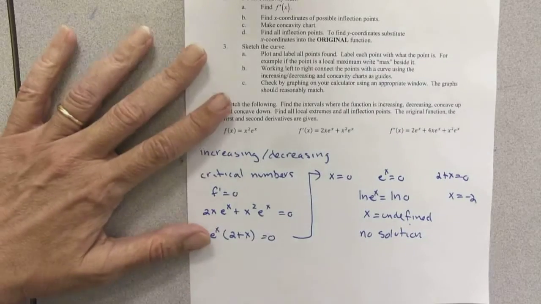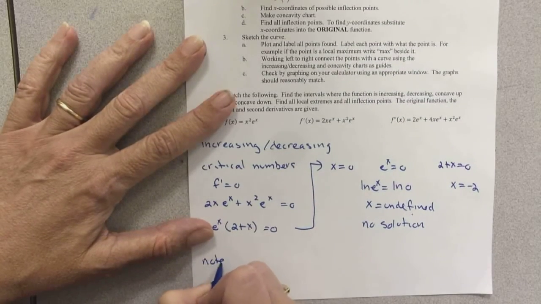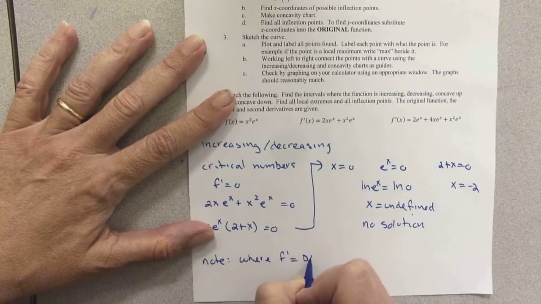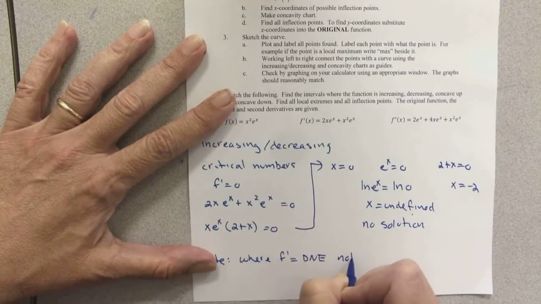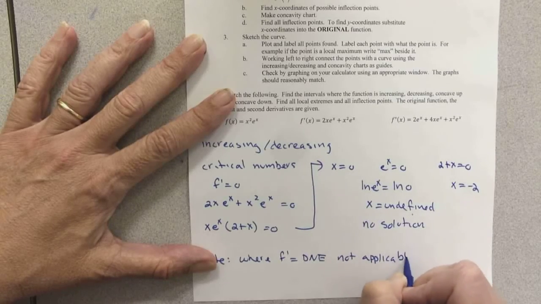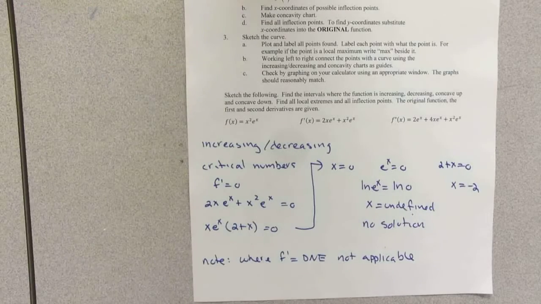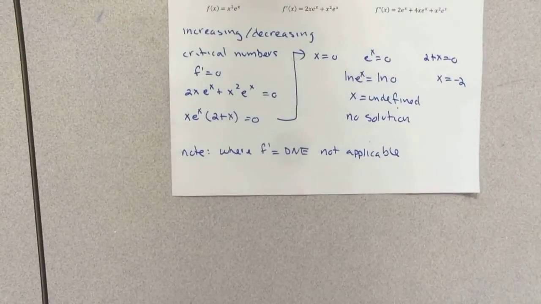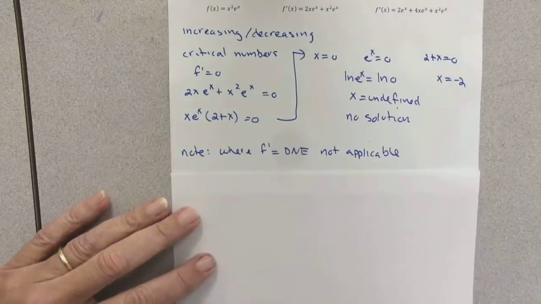So there are my critical numbers, and then I'll just put a little note here: where f prime does not exist is not applicable. You don't have to write that down, but it is important that you think about whether it's applicable, and it's not, so I don't have to worry about that. Okay, got that information. Let's do my increasing, decreasing chart.